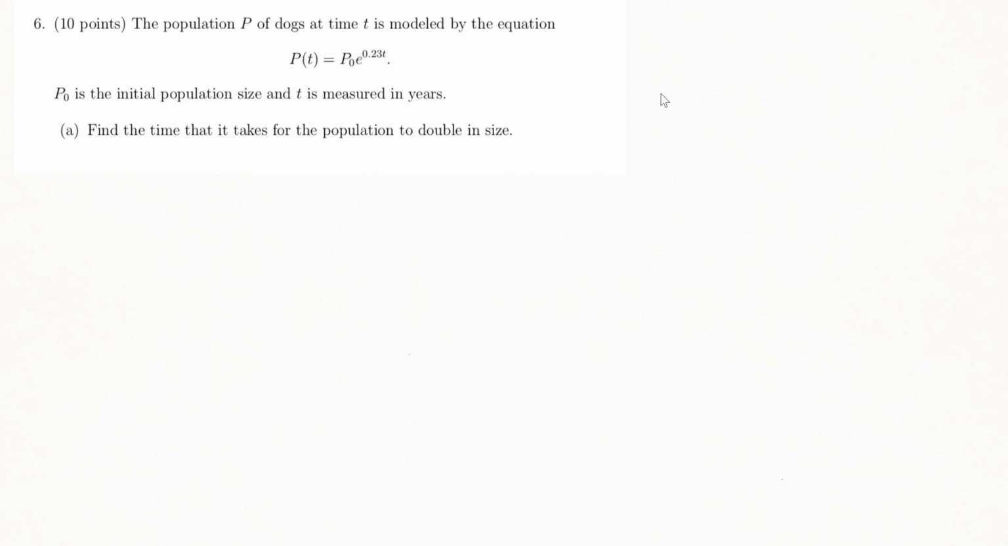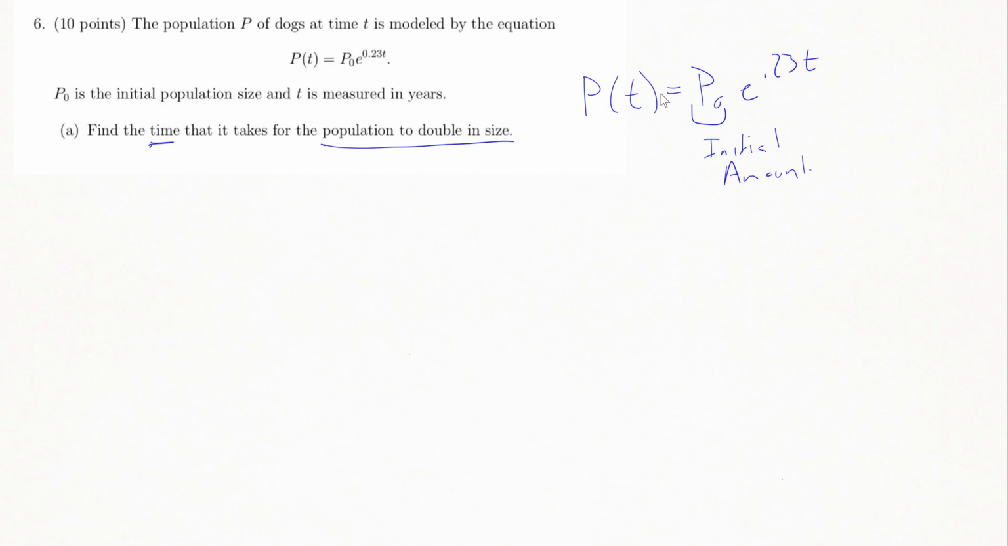Question 6 here gives us a growth model and wants us to determine the time that it will take for the population to double in size. So when we're looking at one of these equations, P of t equals P naught e to the 0.23 t, the P sub 0 here stands for our initial amount. And then the P of t out front here is our final amount.